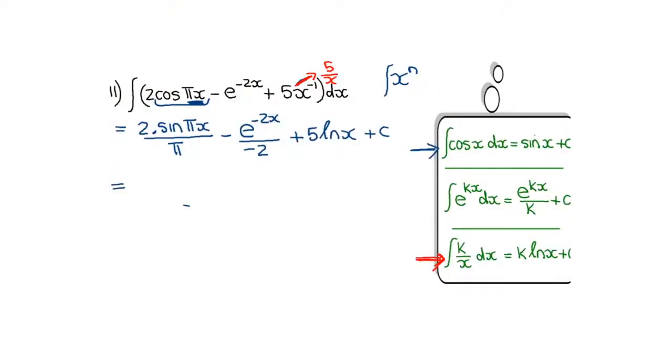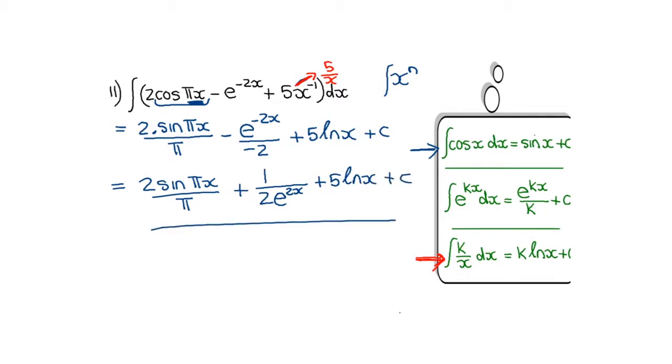If I wrap this up and I simplify each of these terms, I'm going to have 2 sine pi x divided by pi. Negative and negative is positive. I've got a 2 below the line. I don't want to leave my answer with a negative exponent, and I have a negative 2x as an exponent. So I'll take it to the denominator position so that I can change the exponent to positive 2x. Plus the 5 ln x plus the constant is all the terms that I have.